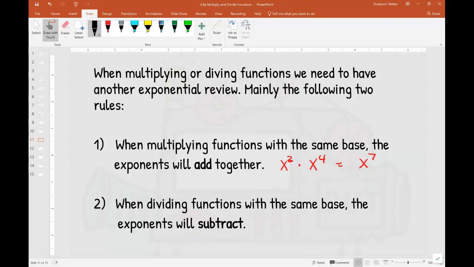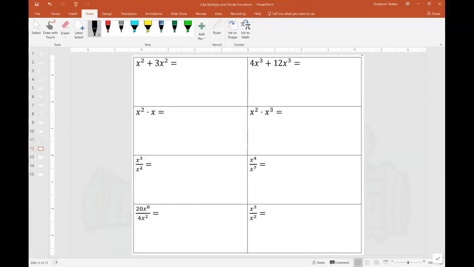However, when dividing things with the same base, so let's say I have x to the third over x to the fourth, I'm going to subtract, because this actually means 3 x's on top and 4 x's on the bottom. So they would cancel out, leaving me with 1 x on the bottom. Okay, so let's do some quick things.